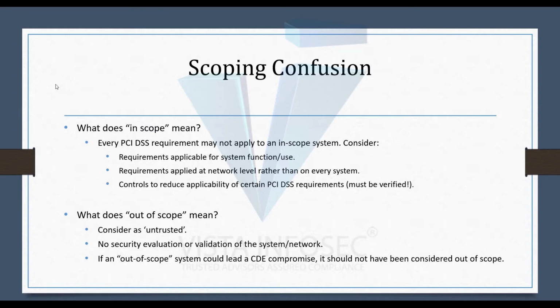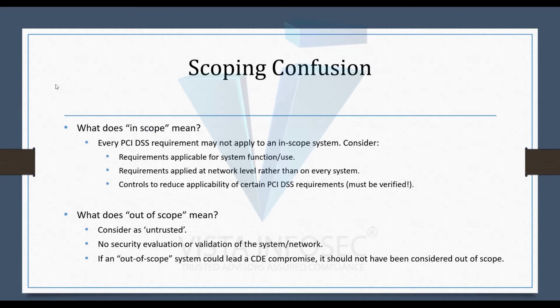Now, as a QSA, we need not be doing any security evaluation or validation of any of your out of scope systems. It is not required. I'm not supposed to be doing it. Neither can those be recorded in your report. If you're doing it otherwise, you can do it in an unofficial way, but it's not really a mandate for you. So no security evaluation or validation.